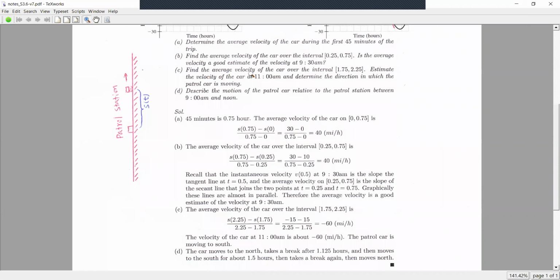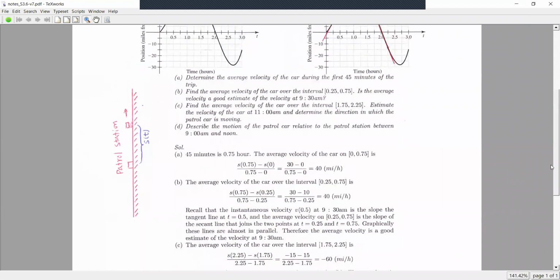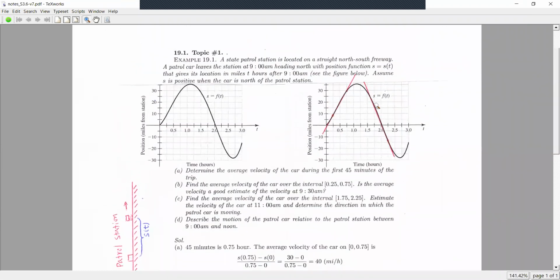The average velocity of the car over this time interval is -60. This number is the slope of this red line. This red line is a secant line that joins the 2 points on the graph, corresponding to the time 1.75 and the time 2.25.